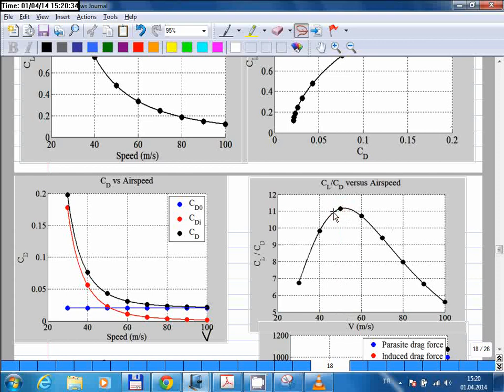So this was obtained by calculation of CL and CD values at different flight speeds. But instead of doing that, we can just find this peak value immediately without having to calculate all these values. And let me talk about how we do that.